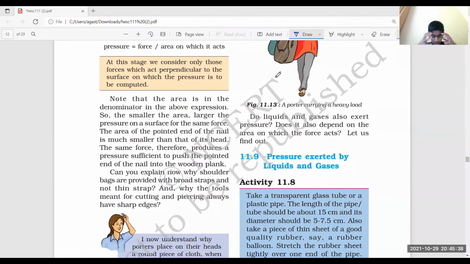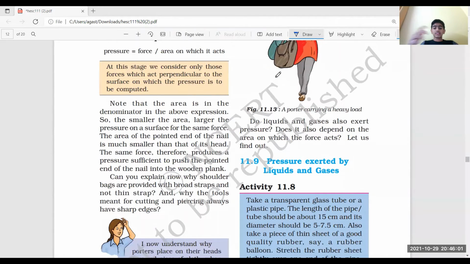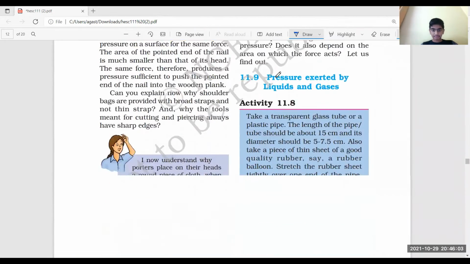When we talk about pressure, we have to know one principle. Smaller the area, larger the pressure. Larger the area, smaller the pressure. If you understand this principle, you can be a pro in this topic. The pressure is also exerted by liquids and gases.